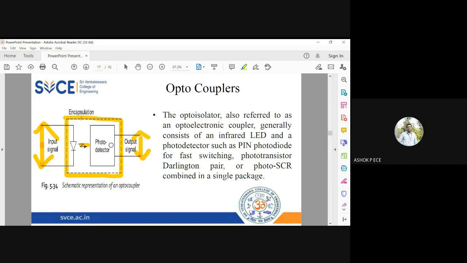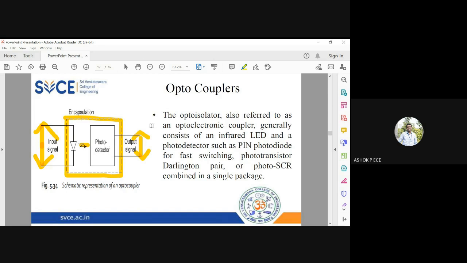They will not interfere. See, when you transmit the signal as voltage or current electrically, the interference will be there. But here you see I'm converting the signal from electrical to optical, and I'm converting it back from optical to electrical. So I am going to provide isolation in this manner.